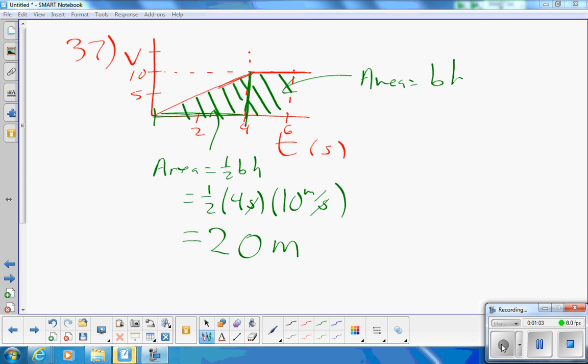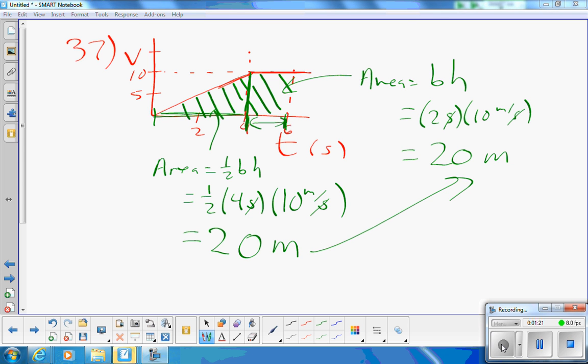The rectangle part over here is simply base times height because it's a rectangle. The base from 4 to 6 is 2 seconds, and the height is 10 meters per second. And we get 20 meters. Again, the seconds cancel. To find the total distance, I just add those up, and I get 40 meters, which is choice C.